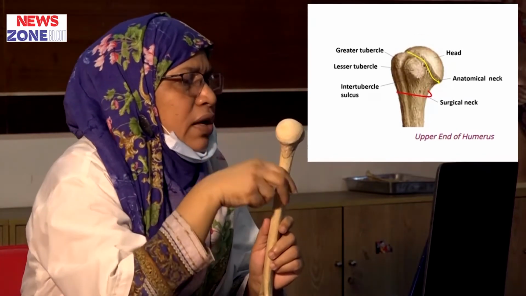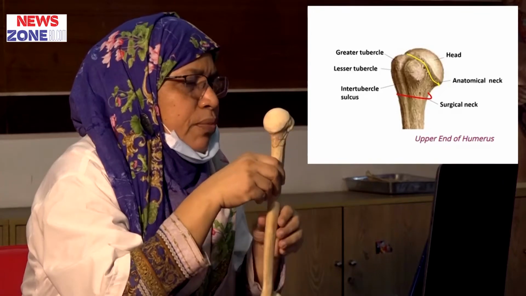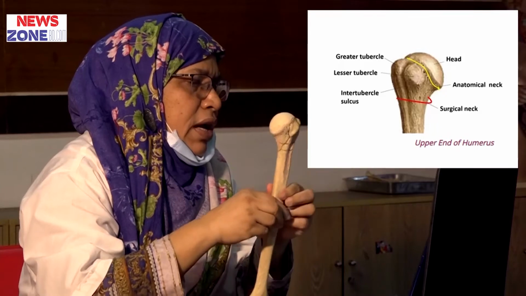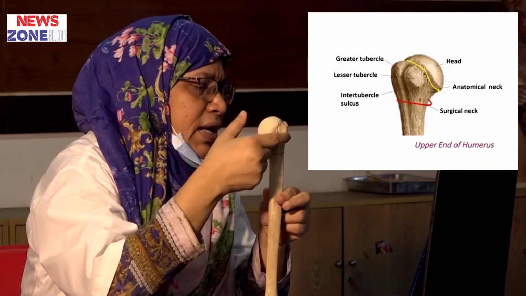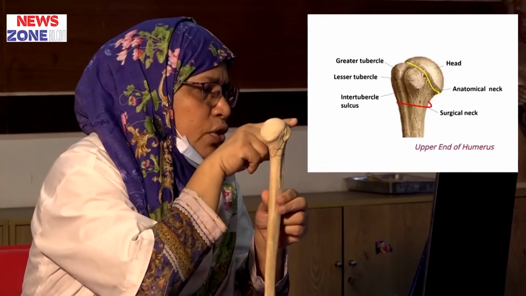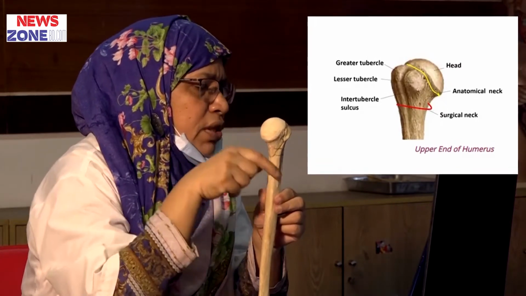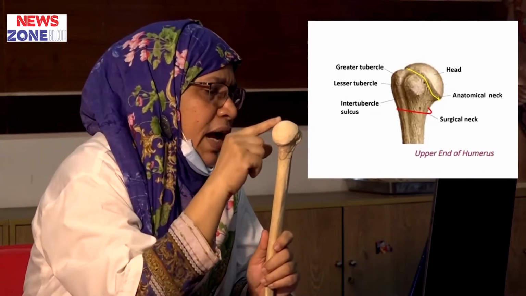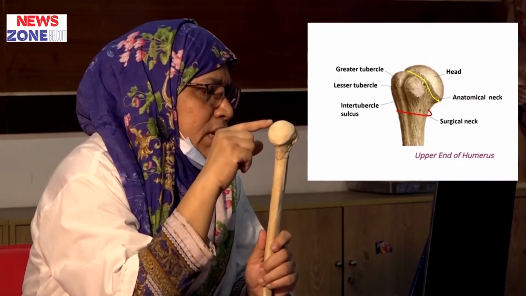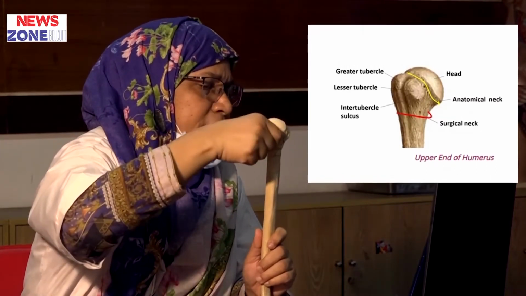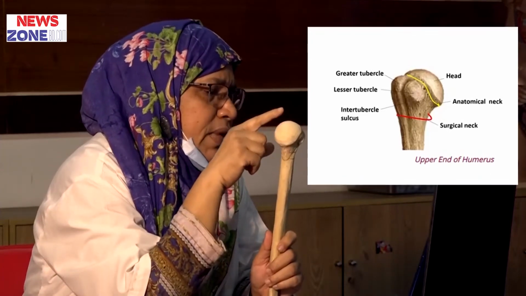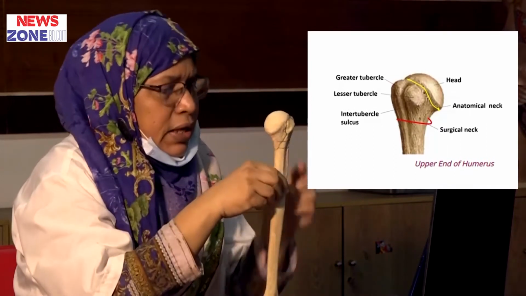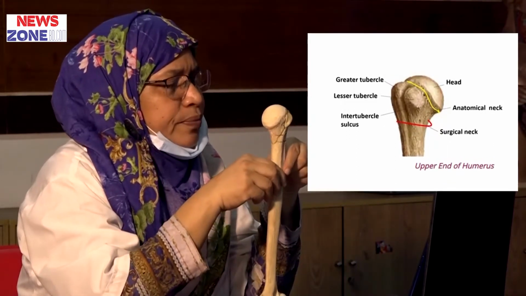Behind the anatomical neck, there are two elevations of the bone. Most laterally is the greater tubercle, and anteriorly and medially is the lesser tubercle. So the head, the lesser tubercle and the greater tubercle, and in between is the anatomical neck. This is the site where the articular capsule is attached. So where is the anatomical neck? It is between the spherical head and the two tubercles, the greater tubercle and the lesser tubercle.